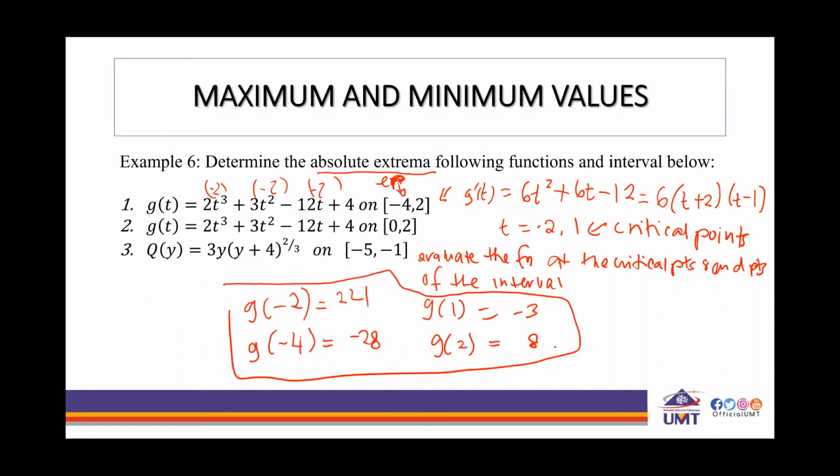In this case, you have the absolute maximum here and the absolute minimum here. So for the answer, from this list, we see that the absolute maximum of g(t) is 24 and it occurs at t equals negative 2, and the absolute minimum of g(t) is negative 28, which occurs at t equals negative 4. Understand, students?